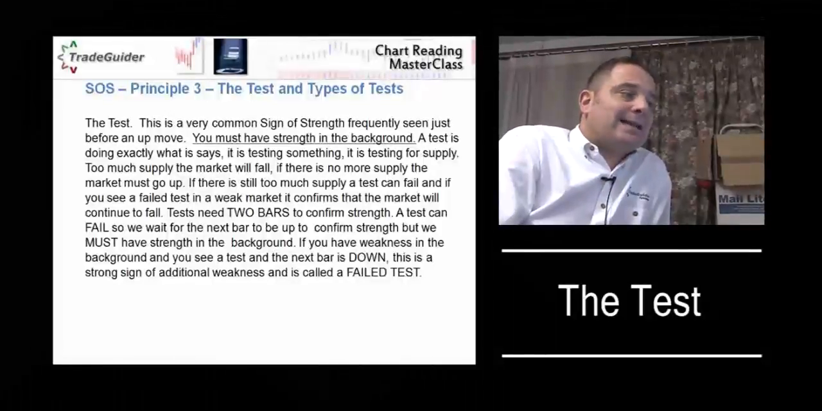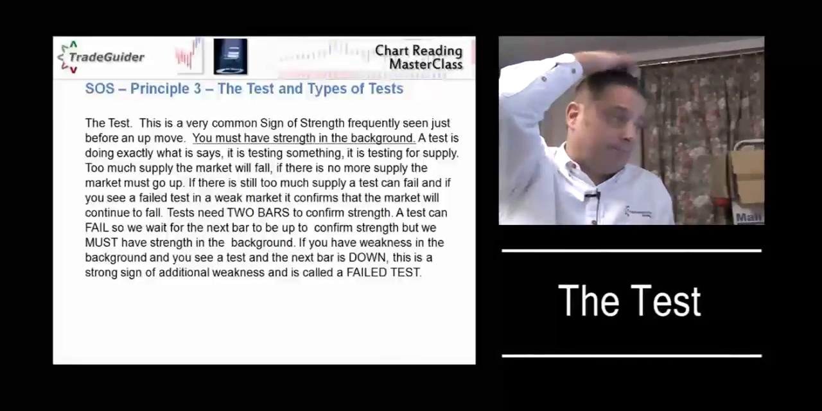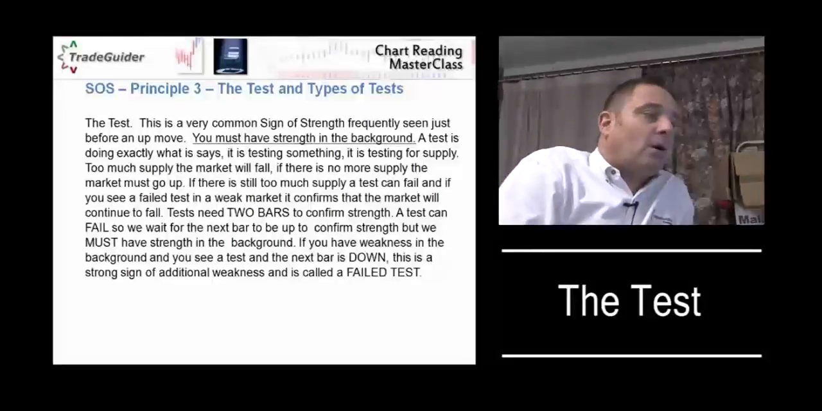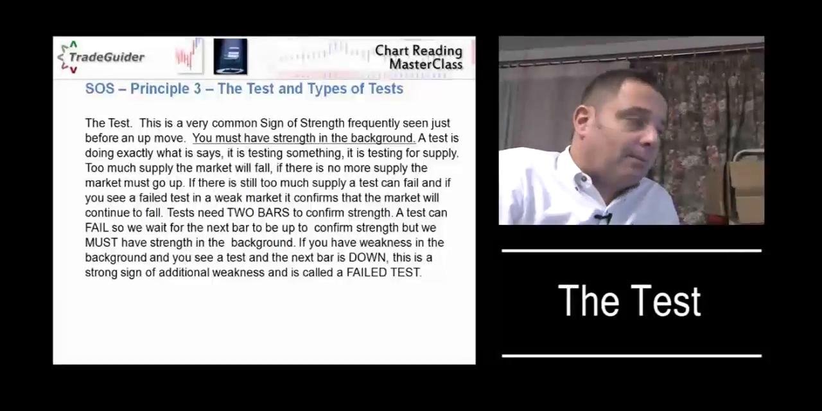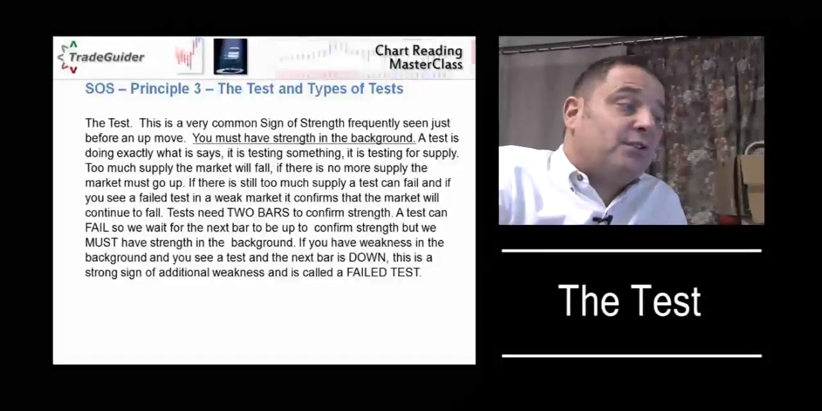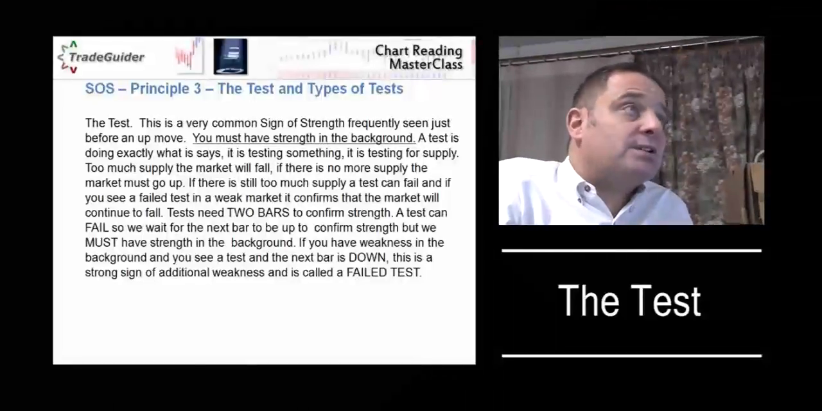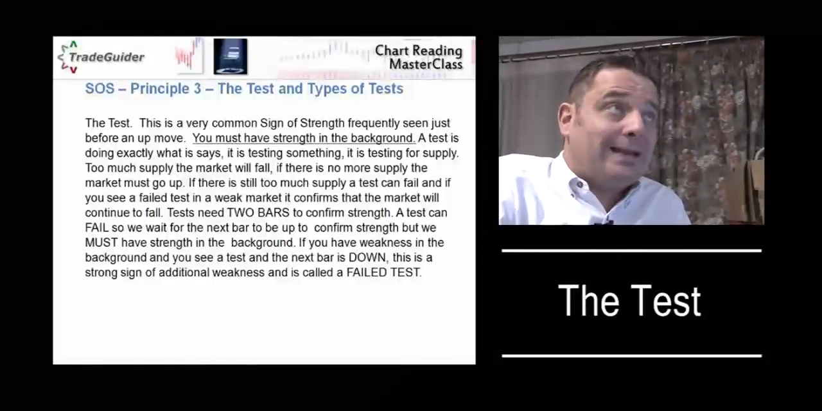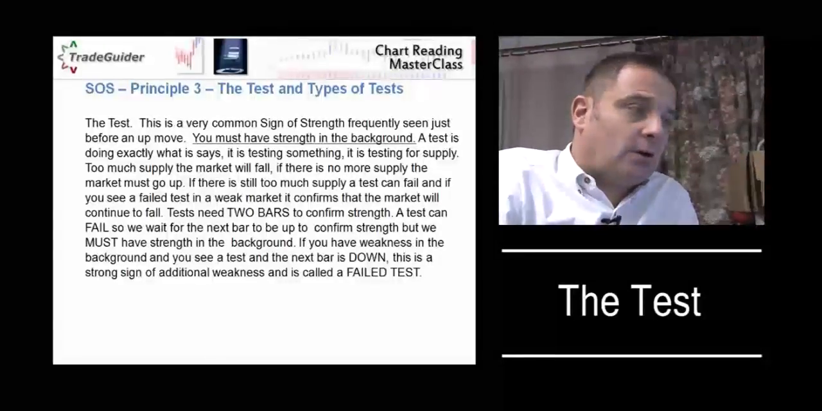A test is doing exactly what it says. It is testing something. It is testing for supply. Too much supply and the market will fall. If there's no more supply, the market must go up. If there's still too much supply, a test can fail. And if you see a failed test in a weak market, it confirms that the market will continue to fall and is a serious sign of weakness. Tests need 2 bars to confirm.